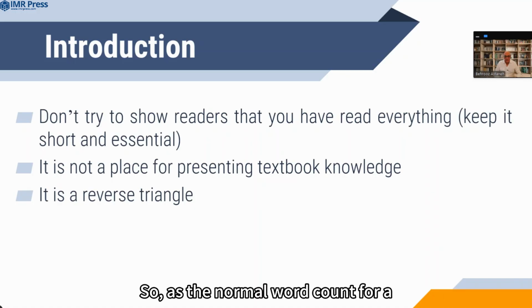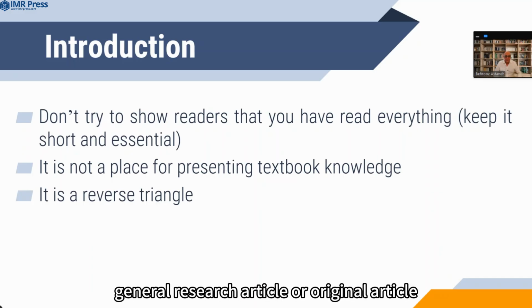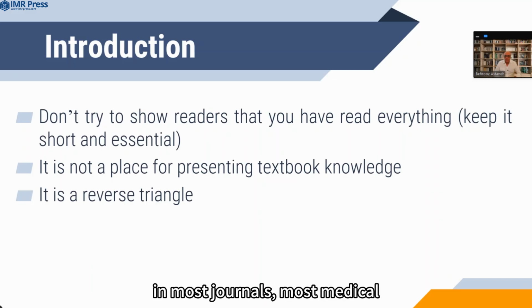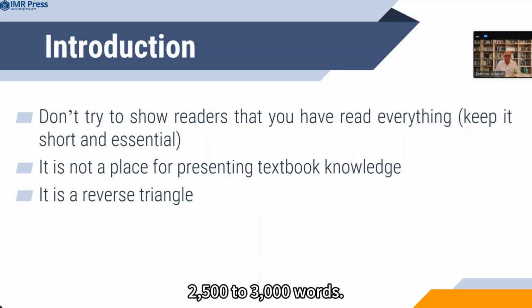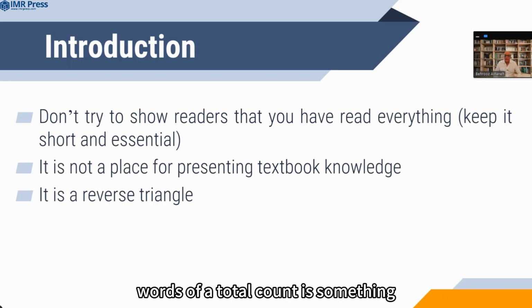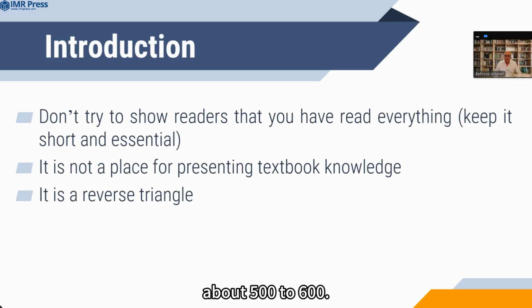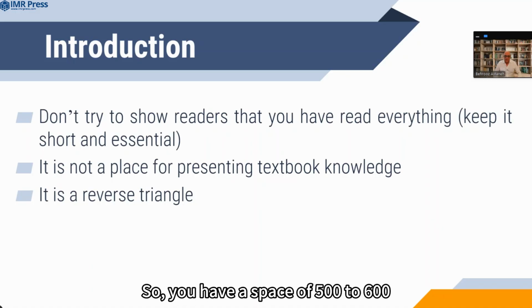So as the normal word count for a general research article or original article in most medical journals worldwide is something about 2500 to 3000 words, one fifth of 2500 or 3000 words of total count is something about 500 to 600. So you have a space of 500 to 600 words for your introduction.